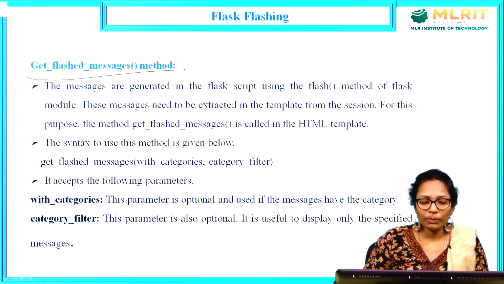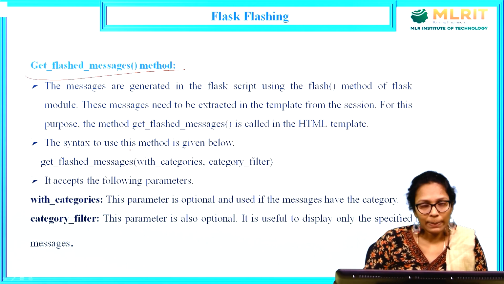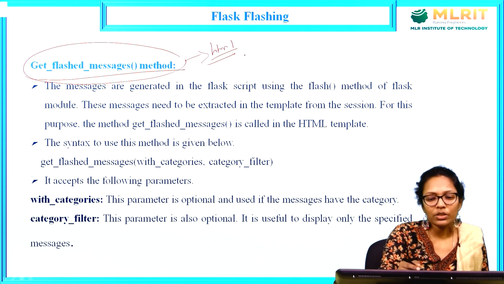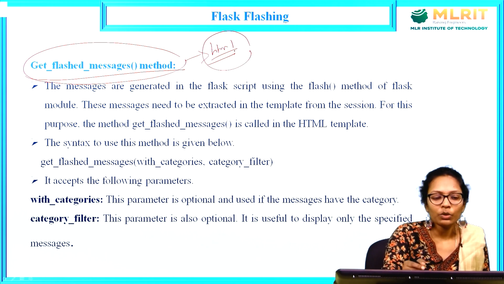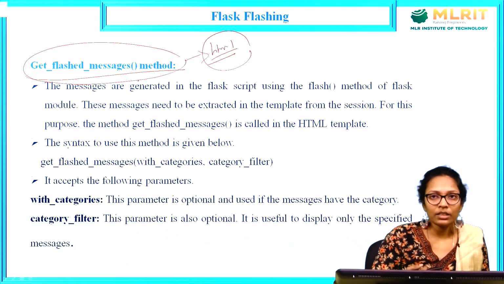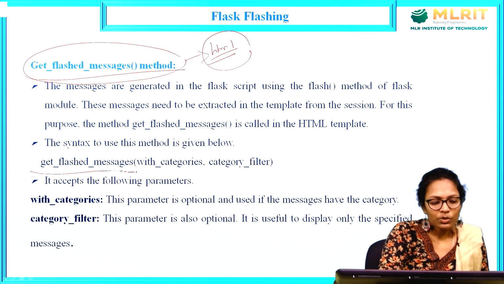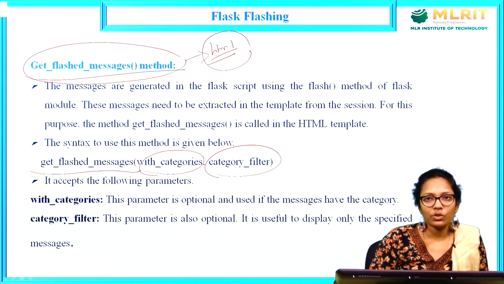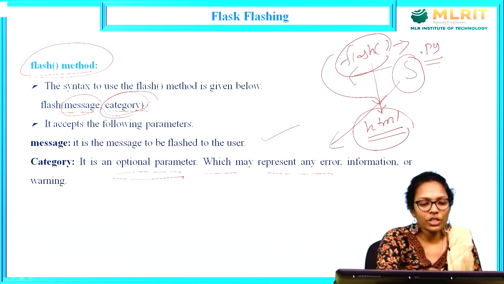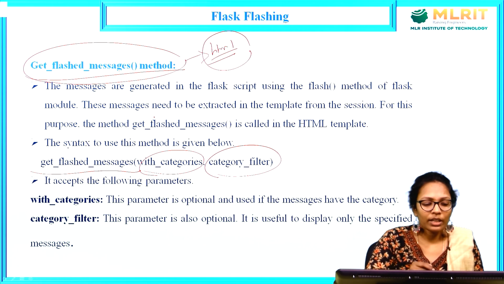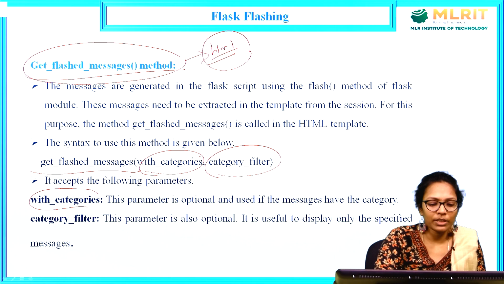Coming to the next method, the get_flashed_messages method. This method will be used by the HTML program, which is the actual output displayed to the user. This HTML template will use this method to access the flash messages sent by the server. Now coming to the syntax, we have two optional parameters here. The first is with_categories. In the flash method we mentioned the category, whether information, warning or error, and you can access that here using the with_categories parameter.